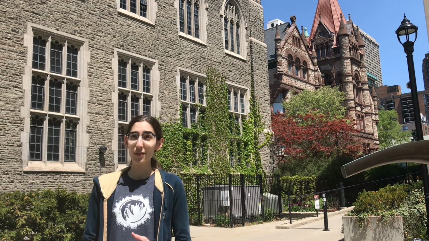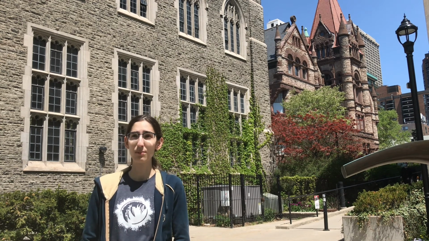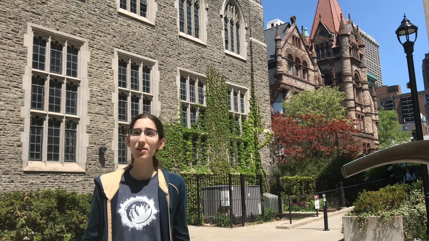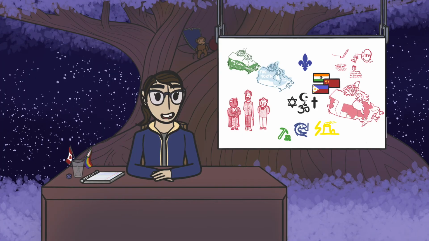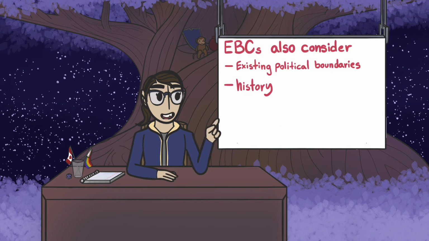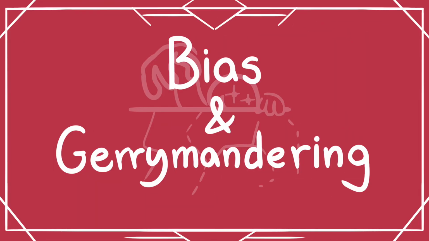For example, here at the University of Toronto, local residents urged their electoral boundary commission to not divide the campus between multiple ridings, and the commission listened, creating the riding of University-Rosedale. So when designing ridings, commissions address these factors along with others like city limits, political boundaries, and community history, and then they draw out ridings using census data, professional skill, and tools like GIS.